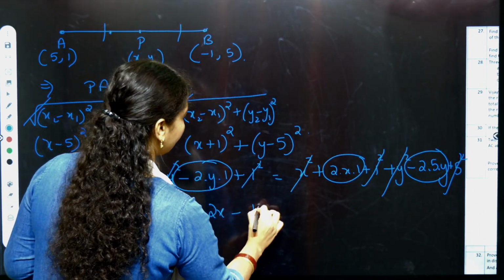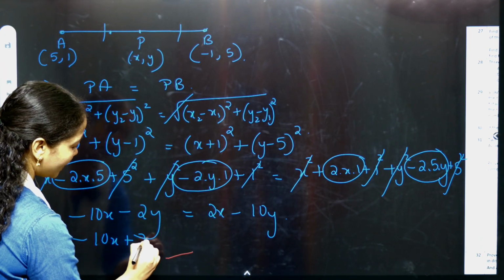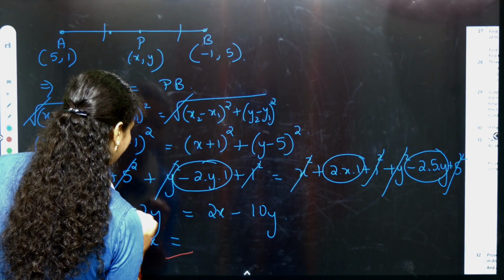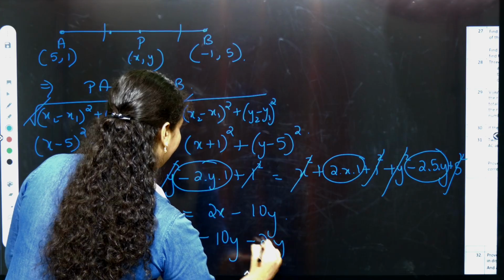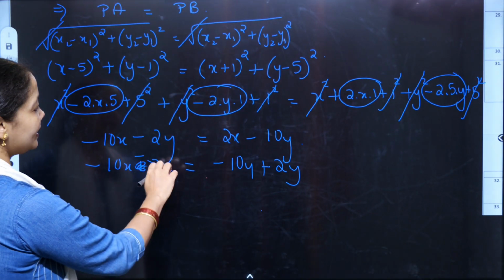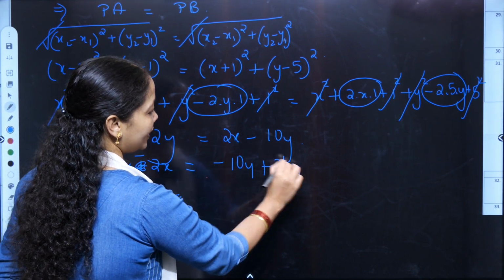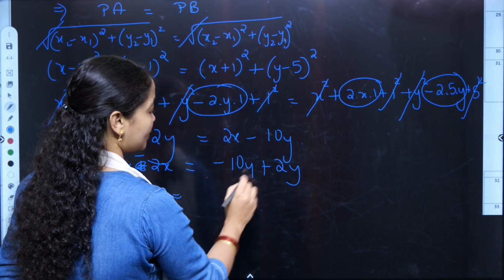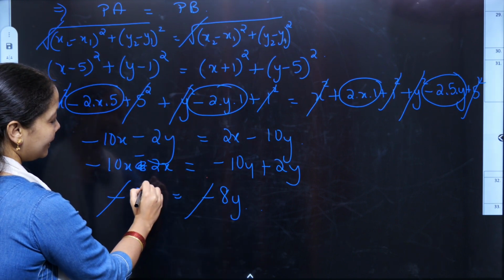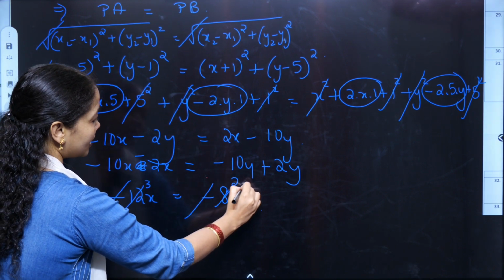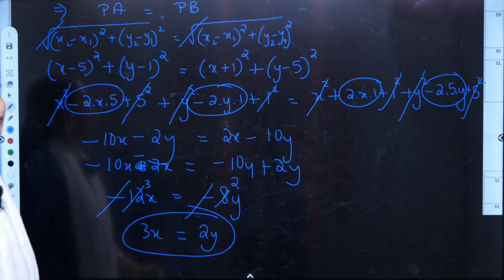2x minus 10y. I'll shift it to one corner. Minus 10x minus 2x equal to minus 10y plus 2y. So here negative 10x and negative 2x is giving me negative 12x, which is equal to negative 10y and positive 2y giving me negative 8y. Negatives are gone. I can write this as 4 threes and 4 twos. So 3x is equal to 2y. This is what I had to prove.